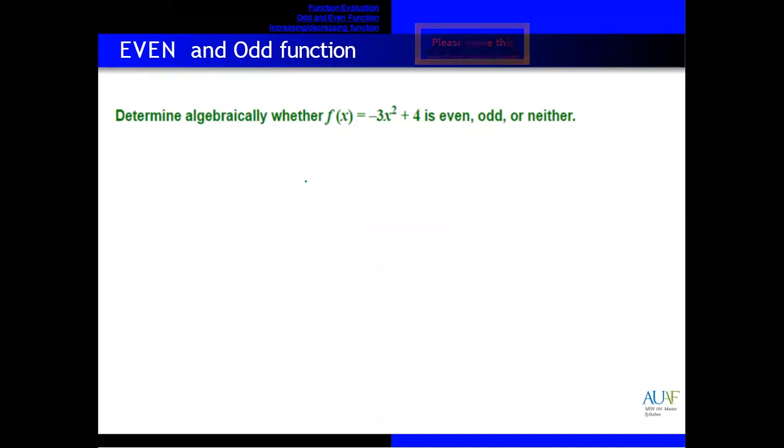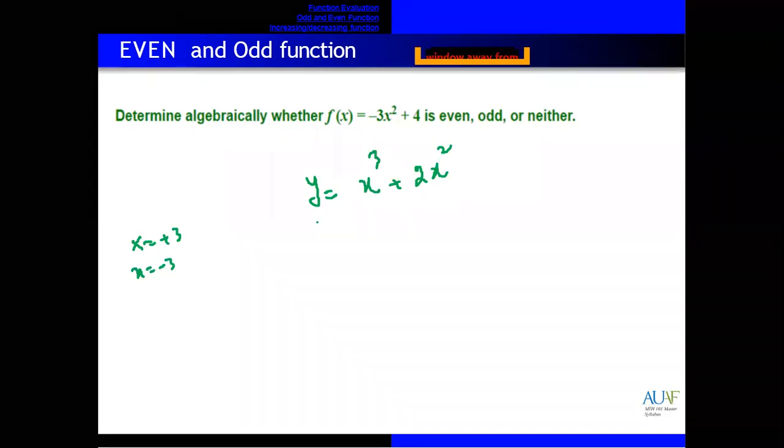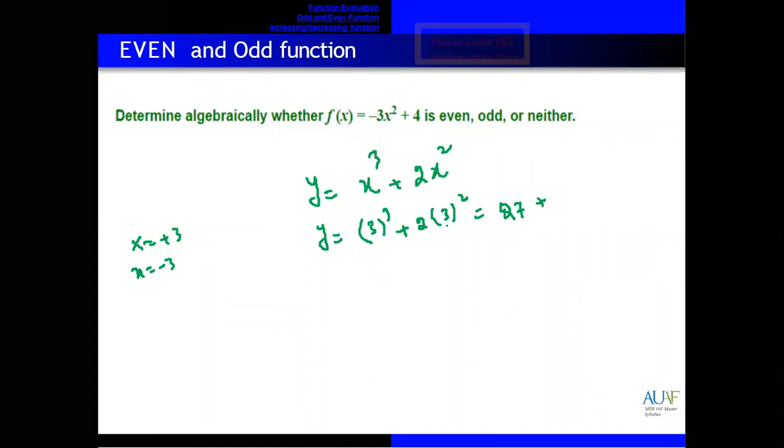Okay, I will try another example. Y is equal to x cube plus 2x square. So what about this? This is not an even function nor an odd function. How? Let's try. x is equal to plus 3 and x is equal to minus 3. y for the first one, 3: we have 3 cube plus 2 multiplied by 3 square. 3 cube is actually 27 plus 3 square 9 multiplied by 2 equal to 18. So this one equal to 45.